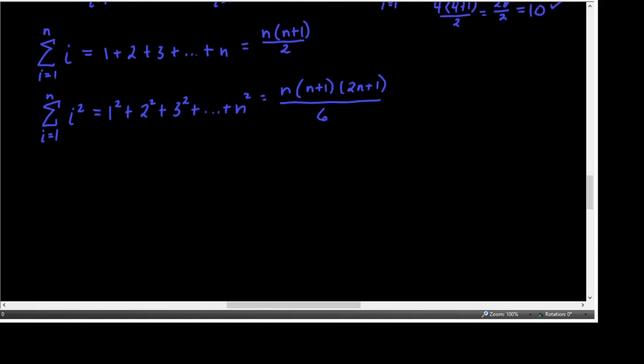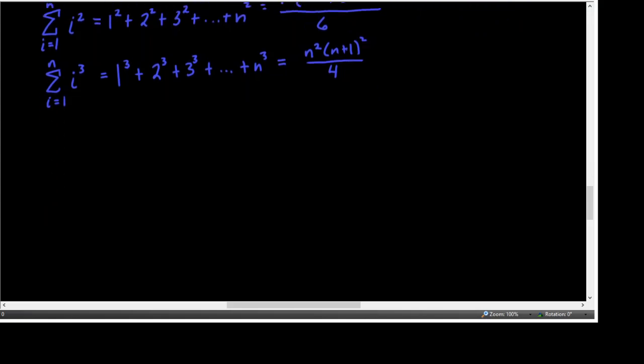And then the last one of these that I'd like for you to know about is the sum of the cubes of the positive integers. So this is the sigma i cubed, which will be, of course, when you expand, 1 cubed plus 2 cubed plus 3 cubed, etc., plus n cubed is the last one. And that ends up being n squared times n plus 1 squared over 4. And also make sure that you've committed that one to memory.